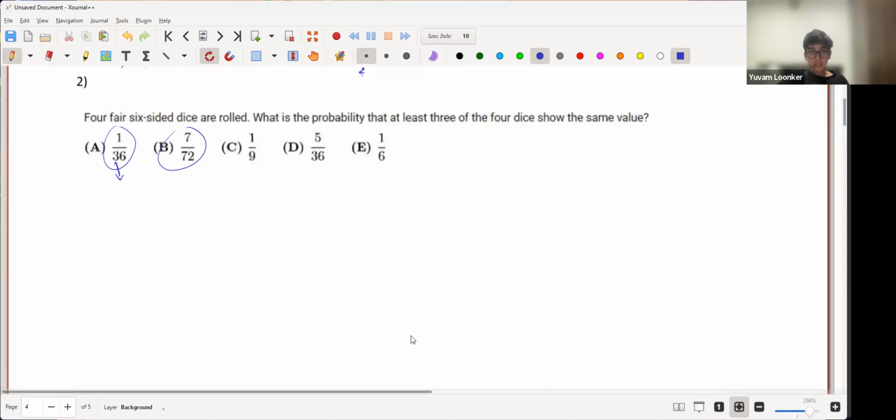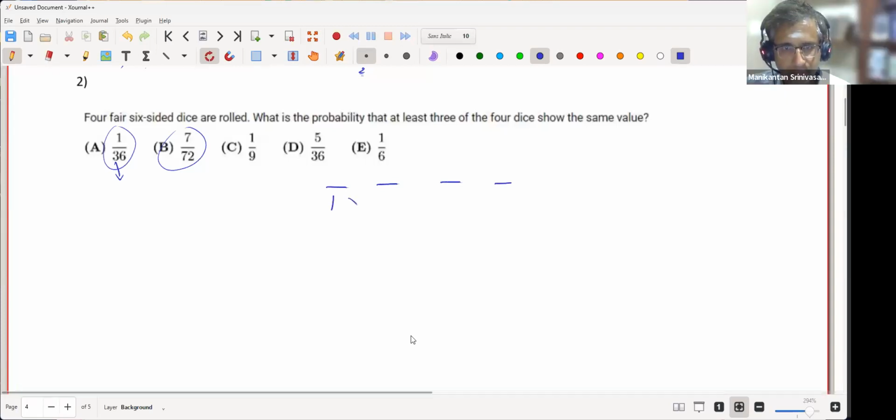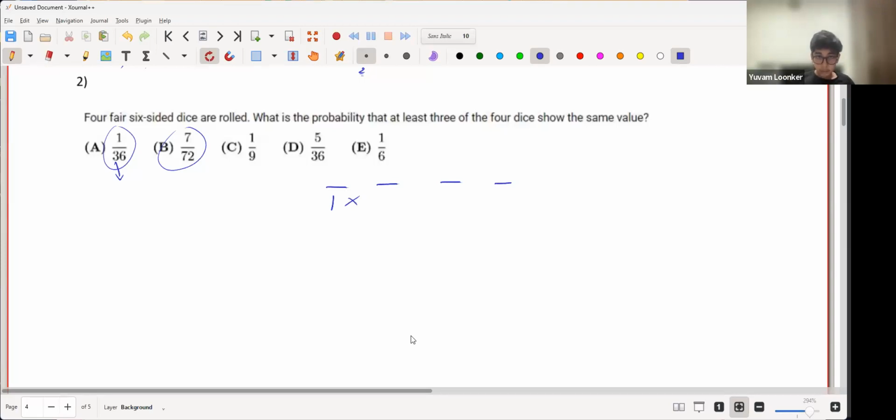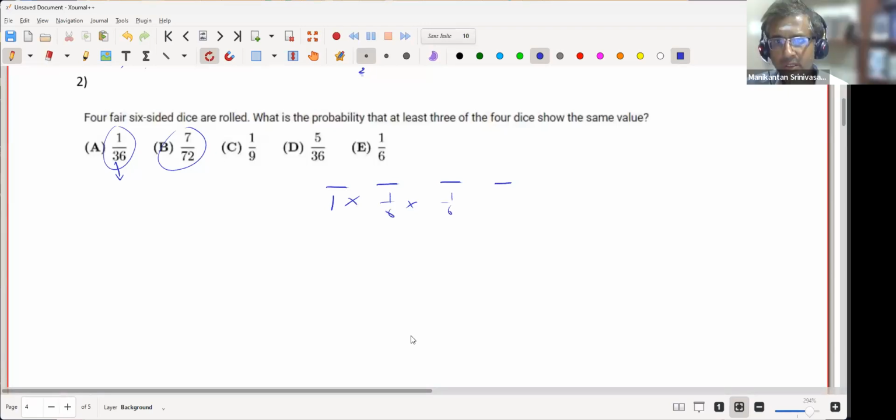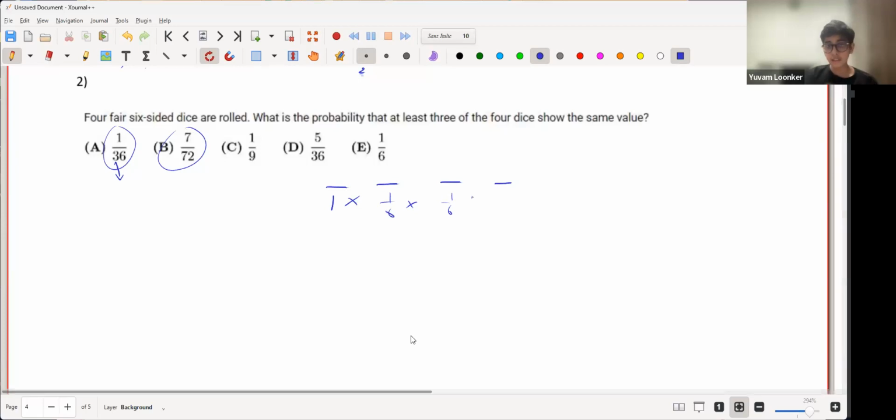So what I did was, first I rolled the dice. So the first roll can be anything, so the probability of getting that is 1. Then it's 1/6, because the second one needs to be the same as the first one. Then again it's 1/6. And the fourth one is 5/6, because this one is for exactly 3 possibilities. So it's 5/6 plus 1/6 times 1/6 times 1/6 times 1.